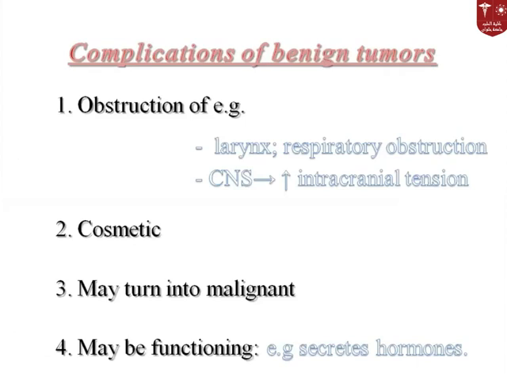So, what are the complications of benign and malignant tumors? Benign tumors have good outcome, right? However, they may sometimes cause serious complications. These complications are related to the site where the tumors arise. For example, if a benign tumor arises in the larynx, in the respiratory tract, it will obstruct the airway, right? It will interfere with gas entry, with air entry, right?